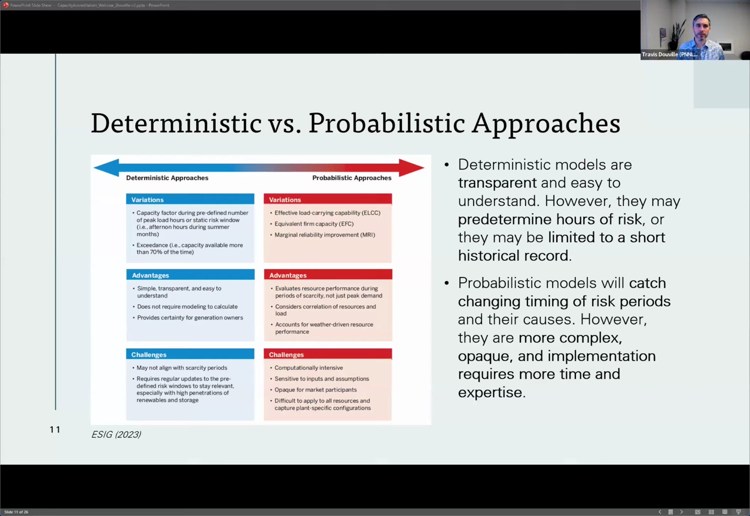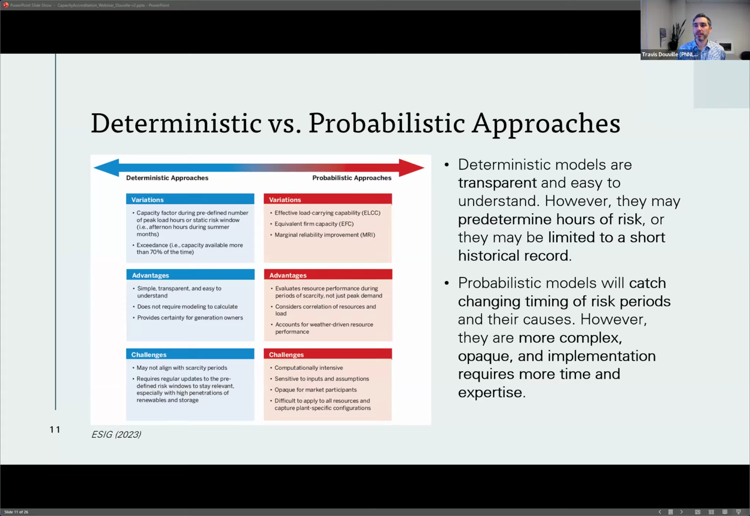Within the evolution that we're discussing today, there have arisen deterministic and probabilistic approaches, and folks have various levels of comfort with these different approaches, which are important to consider. Deterministic methods for accreditation were standard in the conventional approach and are still used today because they are transparent and understandable. They're also easier to explain, and those are important elements for planners. However, they may also predetermine the risk periods. Less of a problem before, but could be a major drawback today, as we just discussed.